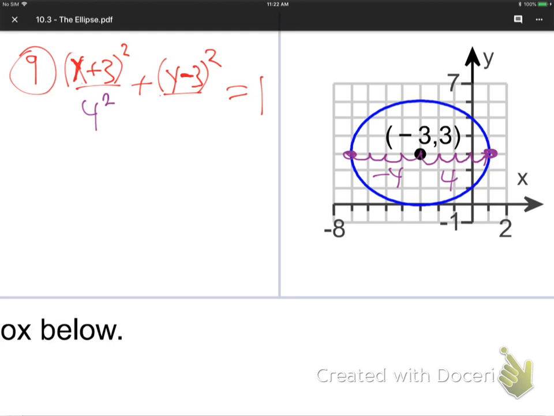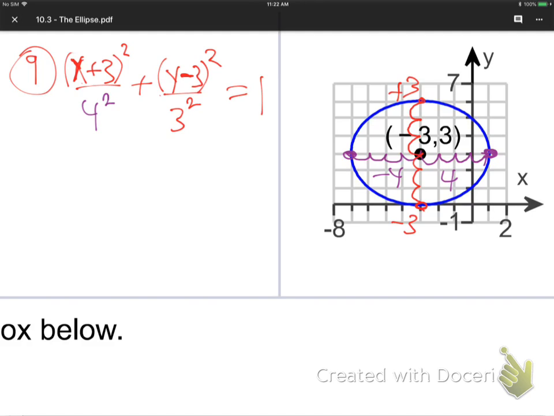Yeah. Good. And then what goes underneath Y? How far up and down? 1, 2, 3 up. Up 3 and 1, 2, 3 down. So it's up 3, down 3. So 3 squared, and we're done. We got the equation. So we didn't even need to use the other focus equation on that one. We just counted them off.